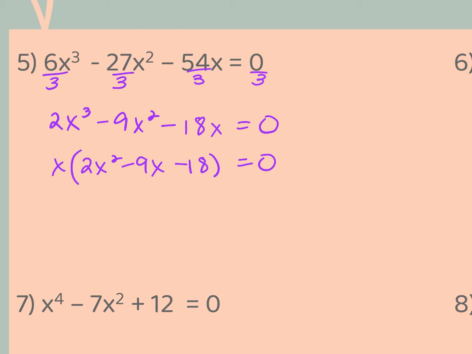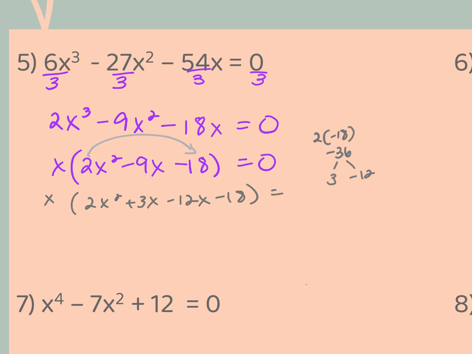Now what? How do I factor this? Multiply the first and last, 2 times negative 18. I get negative 36. Factors of negative 36 that sum to negative 9 would be what? Good. Positive 3, negative 12. And I get x still on the front. 2x squared plus 3x minus 12x minus 18. Factor that by grouping it.